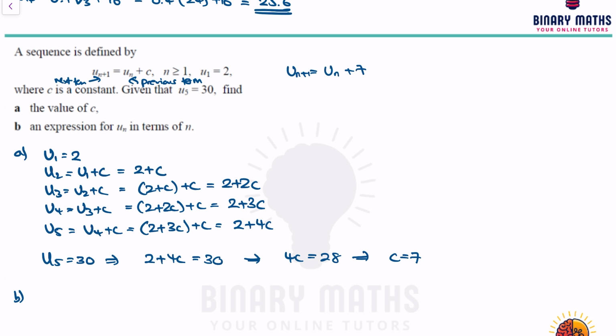Okay, an expression for un in terms of n. So that means if you got the first term is 2, 2 plus 7 is 9, 9 plus 7 is 16, 16 plus 7 is 23. We can see this is a linear sequence. So un will be equal to, because it's increasing by 7 each time, it means there's 7n. But the first term is 2, not 7, so we have to take away 5. So 7n take away 5 would be the answer for that part.